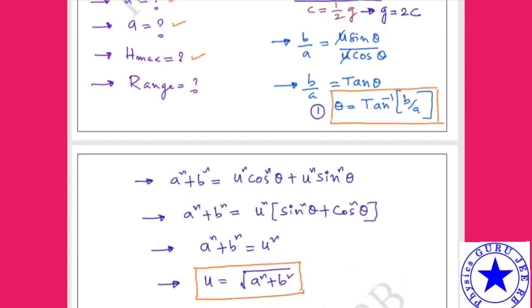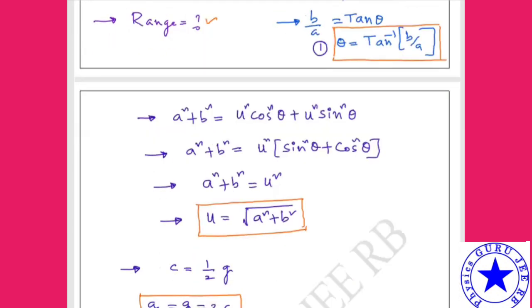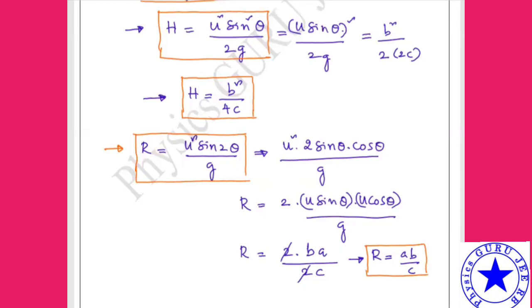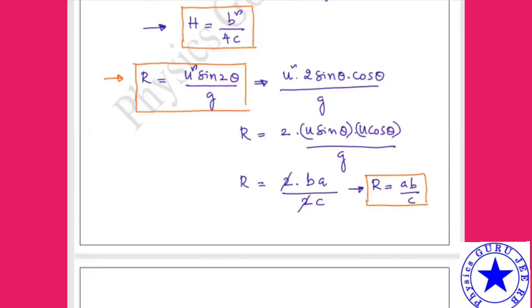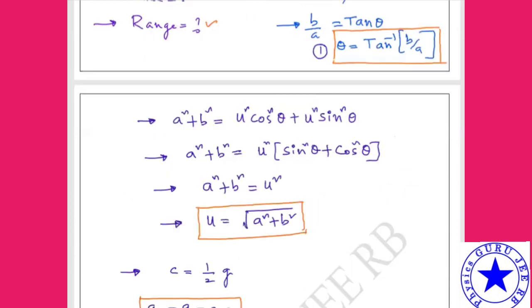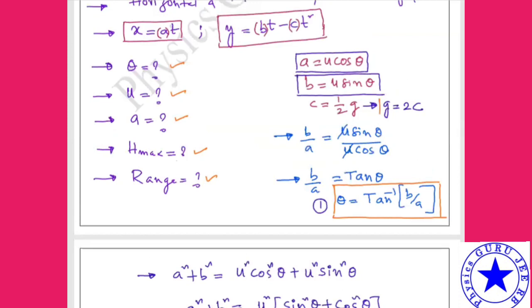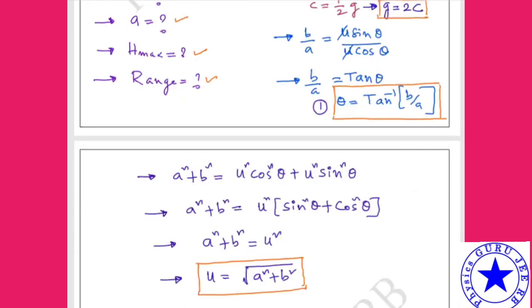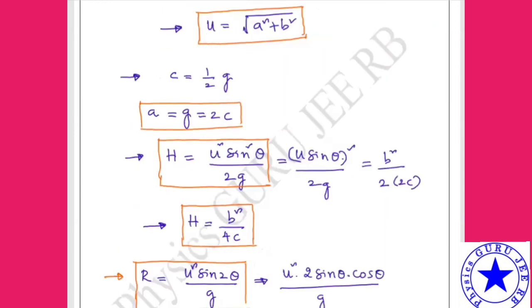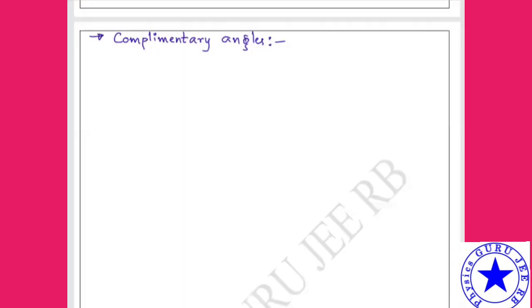So this is the way that we have to do the problems. Everybody, right? g is equal to 2c. g is equal to what? 2c, we got here. g is equal to 2c. Fine. That's good. Okay, all of you done. So complementary angles. Let us start with complementary angles.